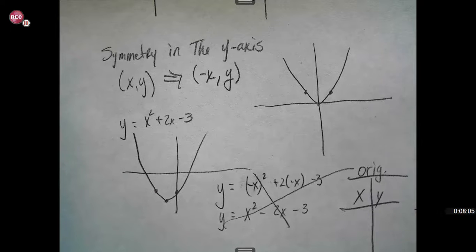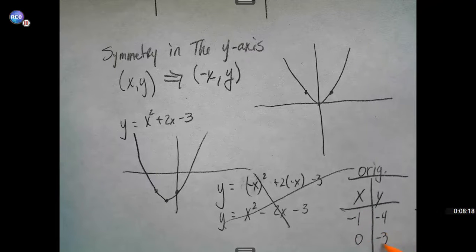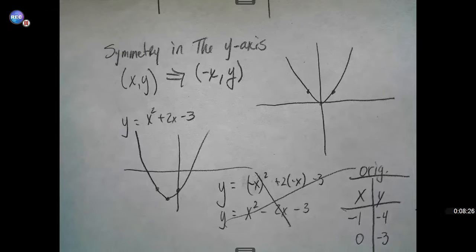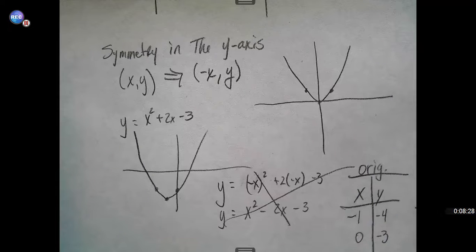And I do exactly what it says. We have the vertex at -1, -4. The vertex for my reflected function is going to be at 1, -4. And the y-intercept is at 0, -3. Actually, reflecting it over the y-axis, this is going to stay the same, 0, -3. And then I could find other points.